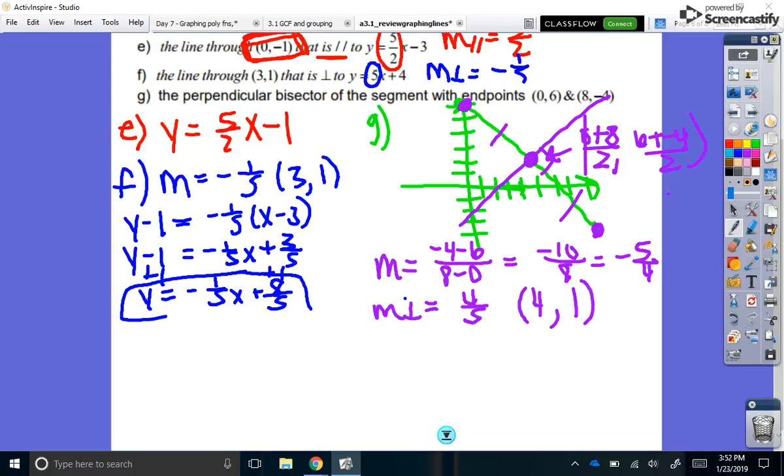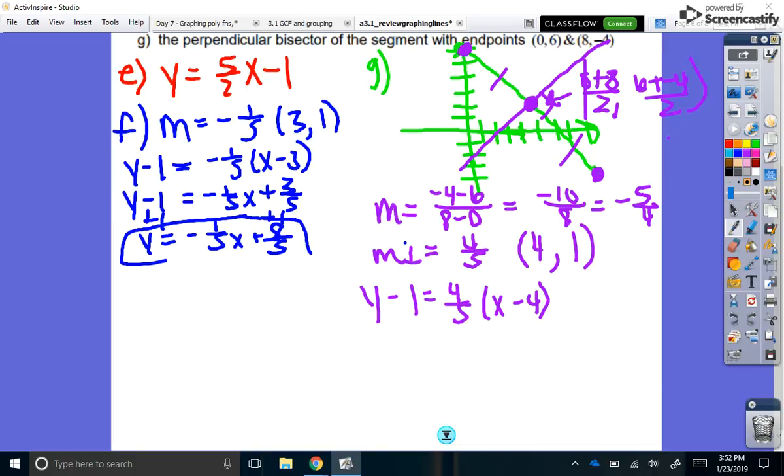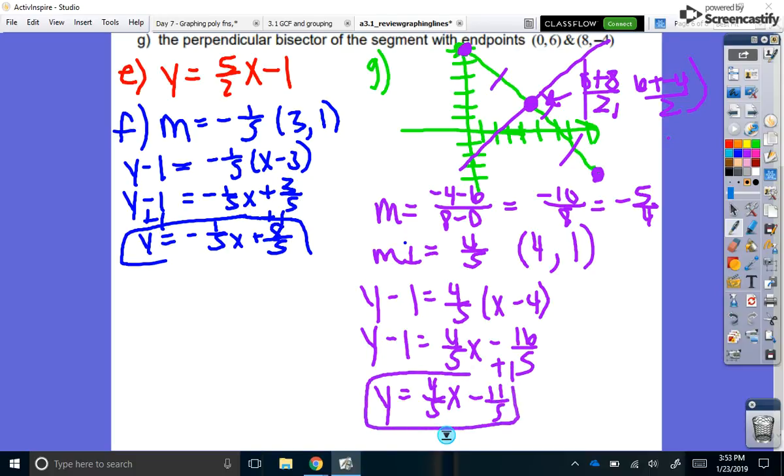Now I have the slope and a point. I can use point slope form. So y minus 1 equals 4/5 times x minus 4. Distribute 4/5 and then add 1. So y minus 1 equals 4/5 x minus 16/5. So y equals 4/5 x, and if I add 1, that should be minus 11/5. But check my math in your calculator. Again, if you need to see that example again, just rewind the video.